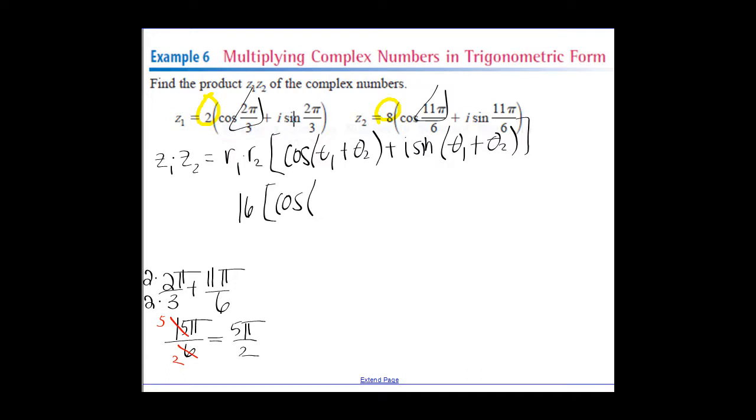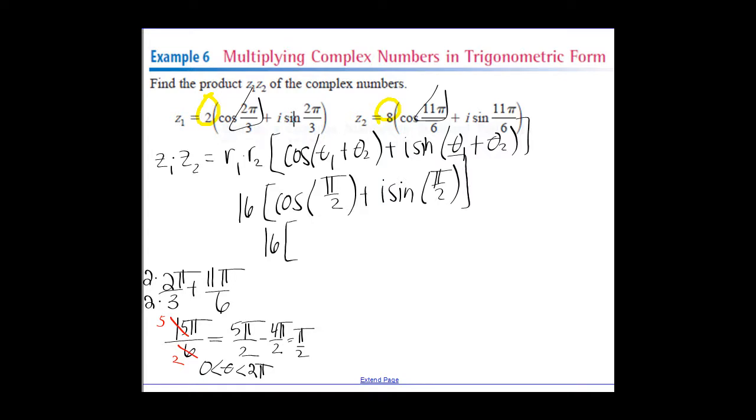But remember, we're working on the interval from 0 to 2 pi. And 5 pi over 2 is too large. So if we subtract off 2 pi, or 4 pi over 2, we get pi over 2. So I'm going to use pi over 2 here, plus i sine pi over 2. Remember, our arguments, our theta value will be the same for both. So we've got 16.